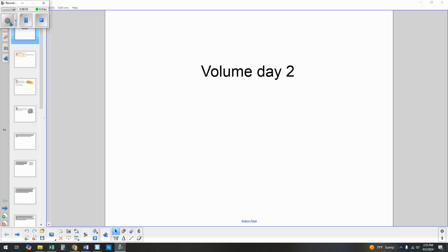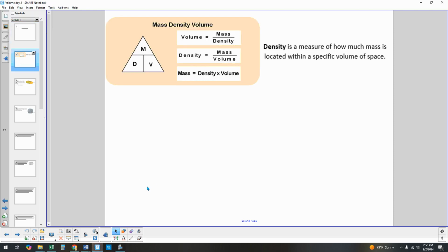This lesson is our second day of volume, sections 11.4 through 11.8. We're going to start out with density, mass, and volume. So we did talk about population density, but now we're going to talk about density in terms of volume and mass. So density is a measure of how much mass is located within a specific volume of space.